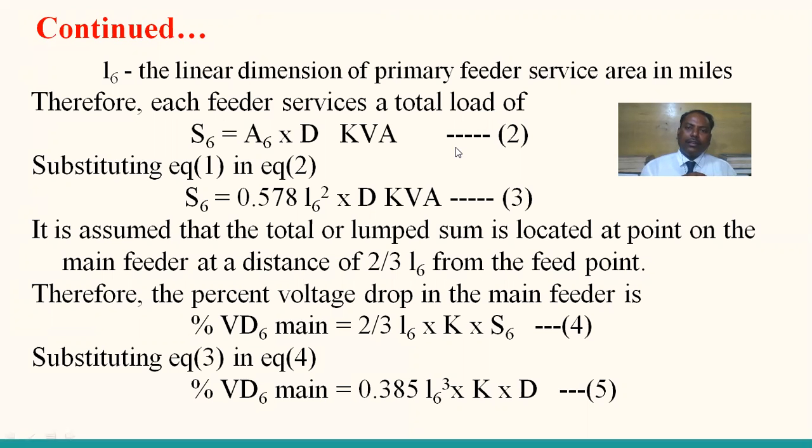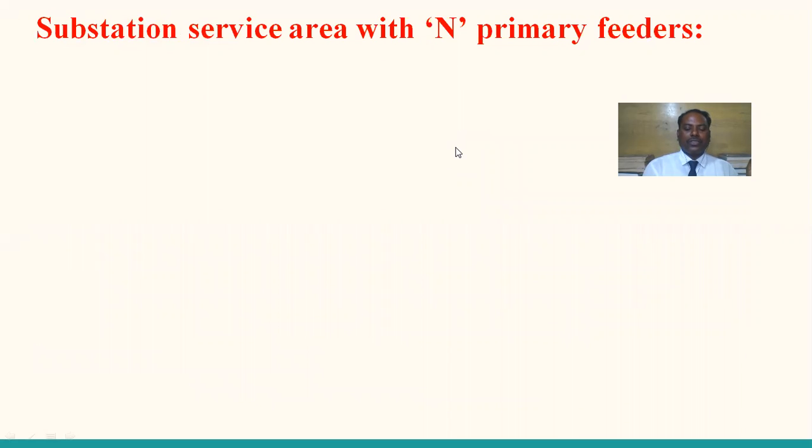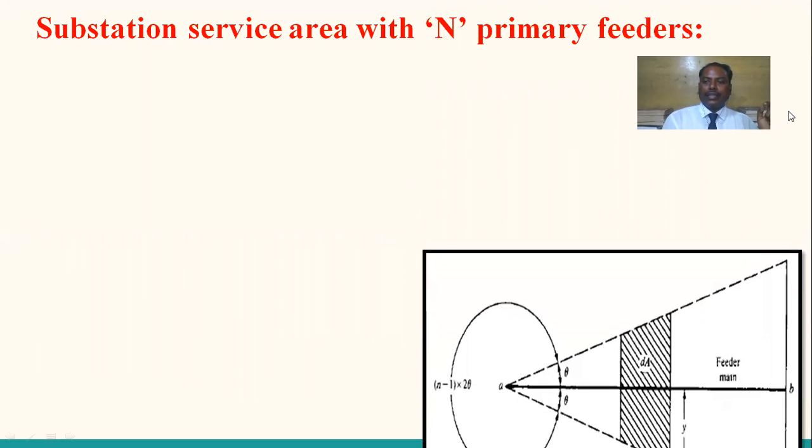And like that, there may be a provision in the substation to transfer power up to n number of feeders. So up to n number of feeders in the sense, let us discuss the same for the substation service area served with n primary feeders. So let us keep the side heading, which is the substation service area with n primary feeders. So let us see the diagram here.